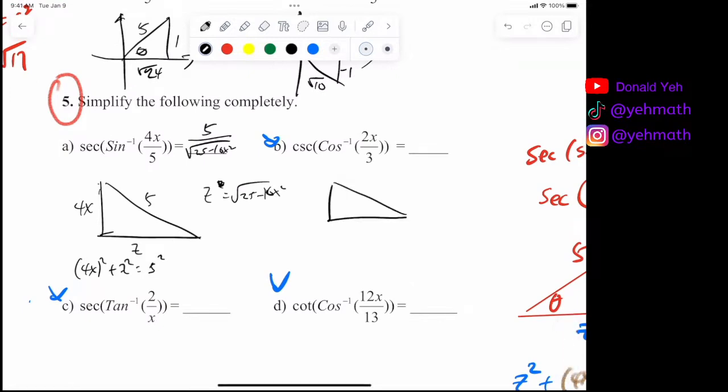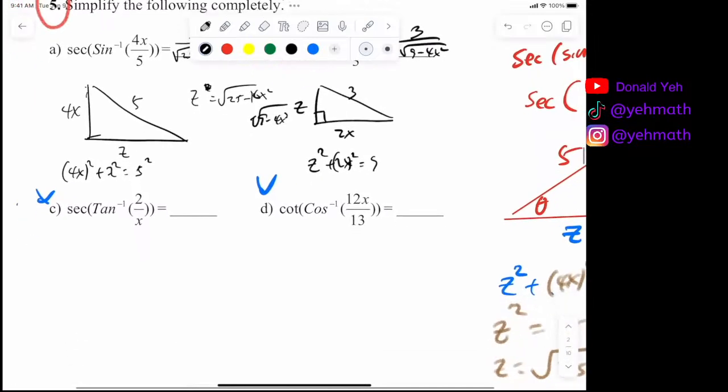Triangle. 2x, 3, right? So that's z. So z squared plus 2x squared is equal to 9. So z is equal to the square root of 9 minus 4x squared, right? So cosecant is 3 over root 9 minus 4x squared. Hopefully, so far, no questions. This is all pretty easy, pretty standard.